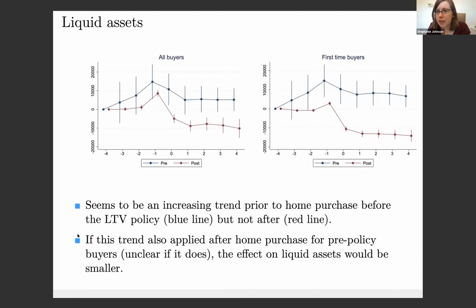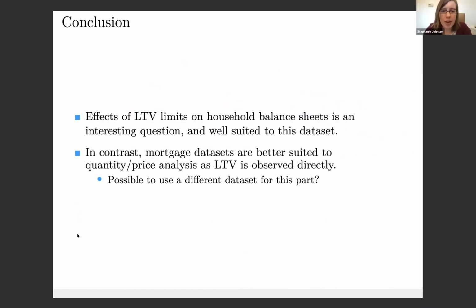I'll skip this comment because there's only a couple of minutes left. And so in conclusion, I think this is a really interesting paper, particularly the analysis about household balance sheets, which is really well suited to this data set. For the quantity and price analysis, I think there are some issues, but perhaps there is a way to get around some of these by using a different data set. I'm not sure. Anyway, thanks very much.